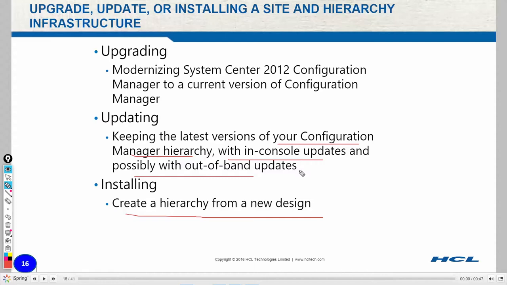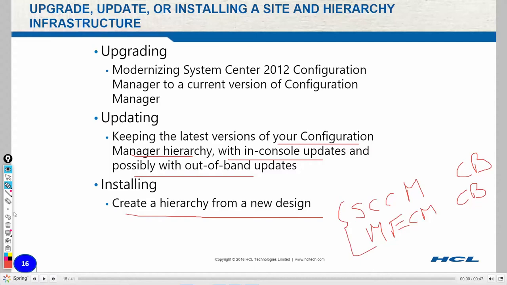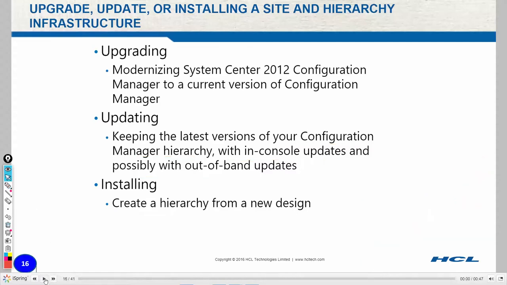Upgrading will not happen directly. First you need to update your SCCM. For updating, it should have the latest patches of that version. Then you can upgrade to a newer version. And you can't jump from System Center 2012 to System Center 2016. Here we are not going to focus on System Center 2012. We are going to focus on System Center Configuration Manager current branch, or MECM current branch. I'll share the difference in some time, but before that we'll move ahead.